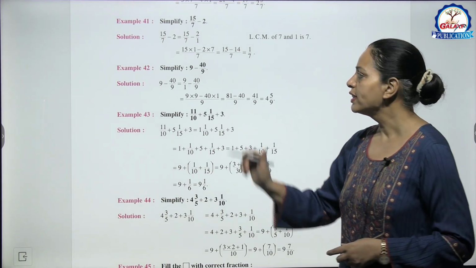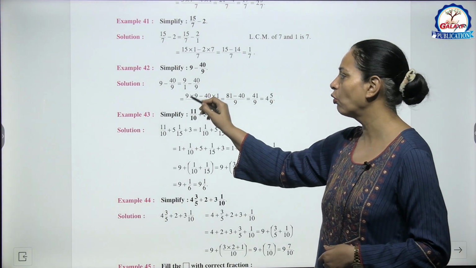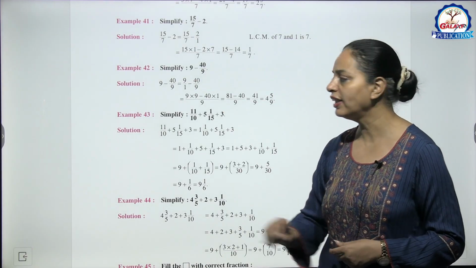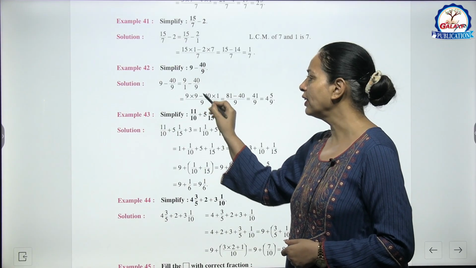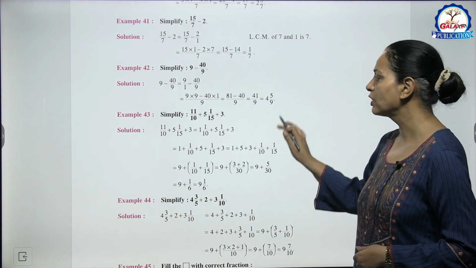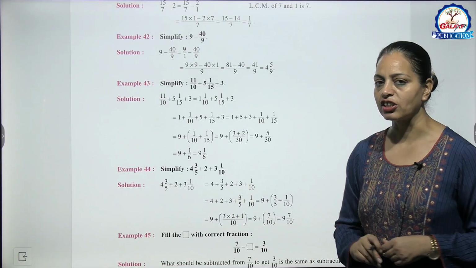Example 42, simplify 9 minus 40 upon 9. 9 is there, so 9 upon 1 minus 40 upon 9. Take the LCM, the LCM is 9. So here 1 into 9, 9 into 9, 81 minus 9 into 1, 40 into 1, right? So 81 minus 40, 41 upon 9, convert into mixed fraction, right?